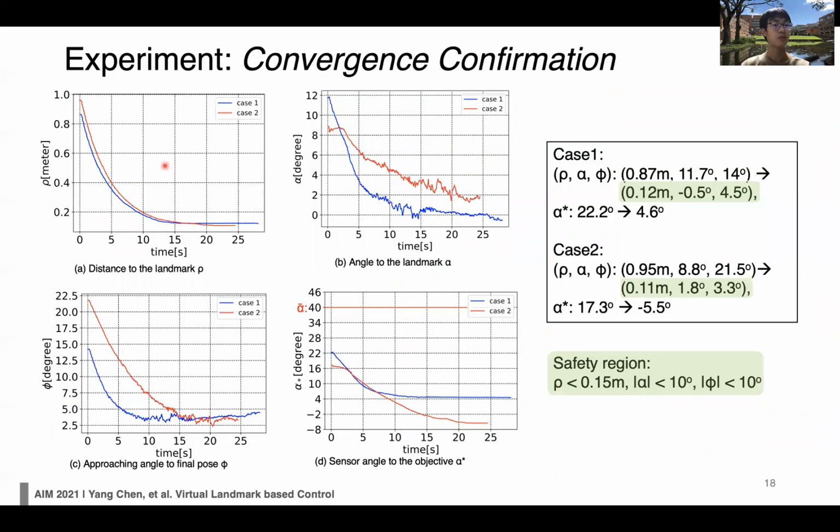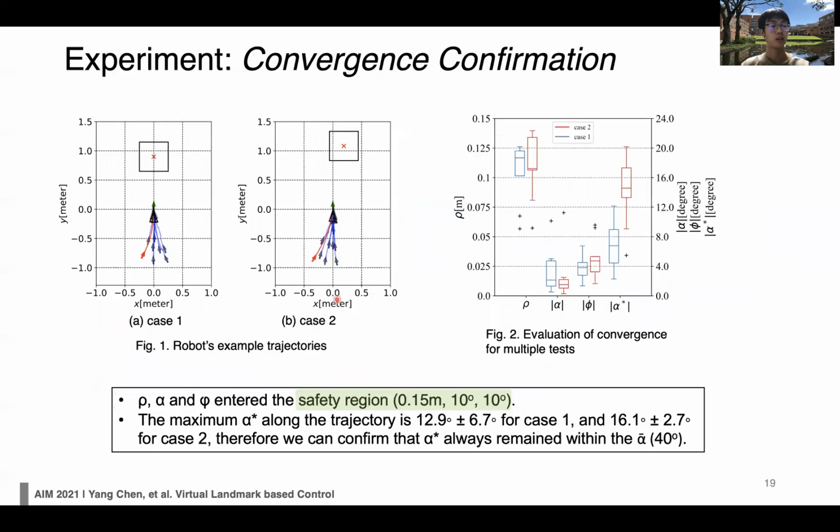After that we can confirm the rho, alpha, phi convergence. As we can see, they all decreased to a small value, which is exactly within the safety region we defined before. Also, we can confirm the alpha star is kept within alpha bar all the time. Then we did more tests, as shown here. We can see the trajectories all converge to the virtual landmark. Also, the rho, alpha, phi were kept within the safety region. The maximum alpha star along the trajectory always remained within the alpha bar.